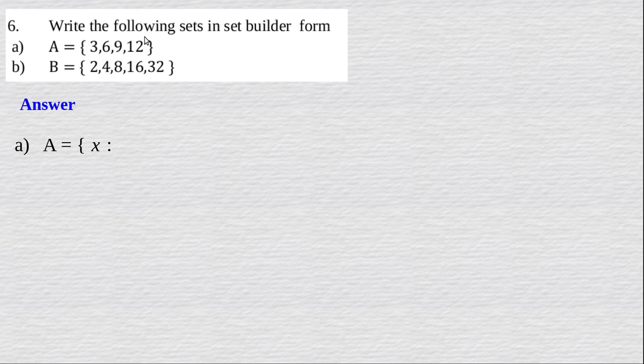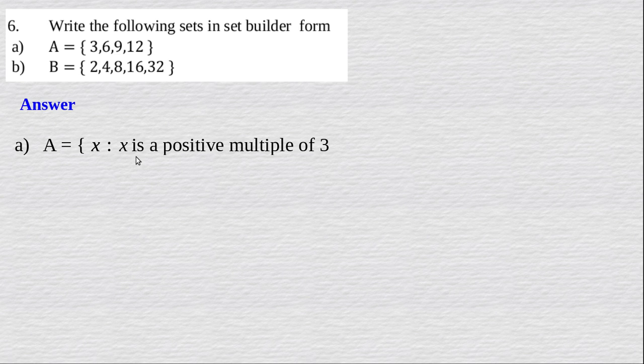Can you say which is that single common characteristic property? Yes, these are all multiples of 3. All x, x is a multiple of 3, and this is a positive multiple of 3. 0 is a multiple but not a positive multiple. Negative numbers are multiples but not positive multiples. This is a positive multiple of 3.